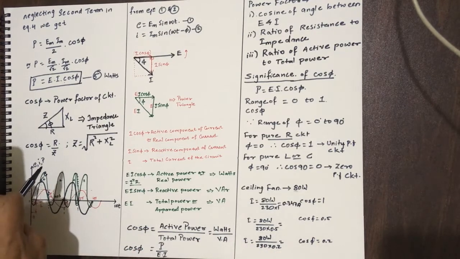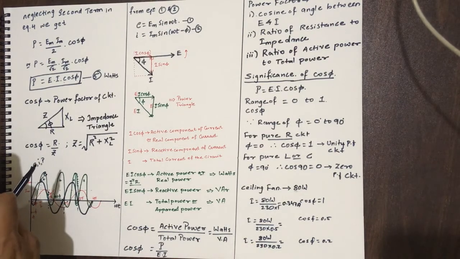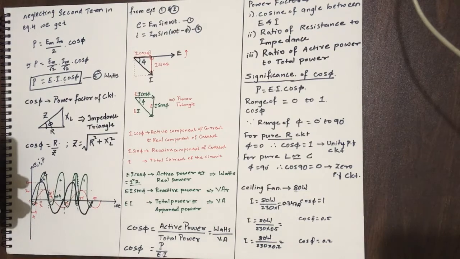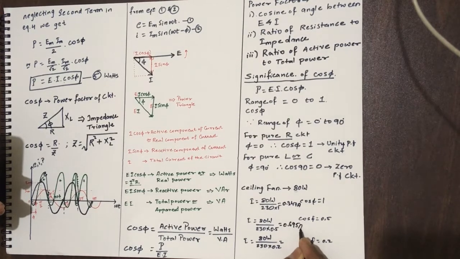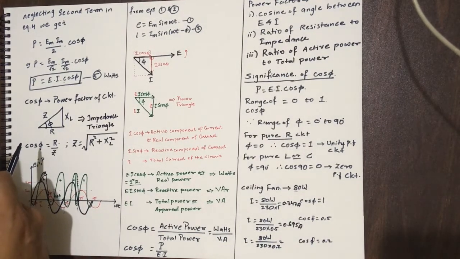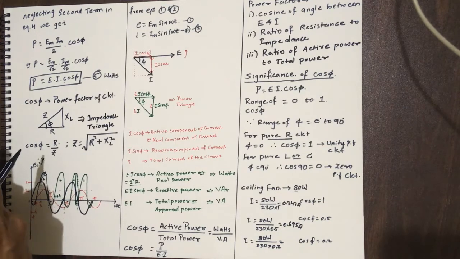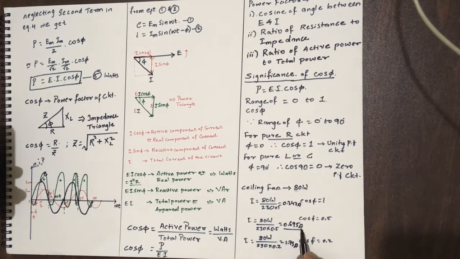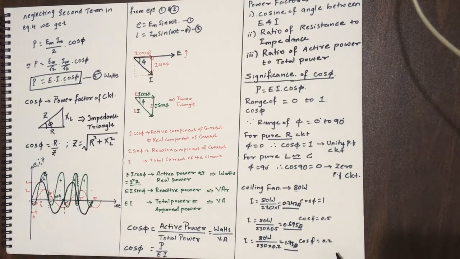When the power factor is 0.5, the current drawn is 0.695 amperes, and when the power factor is 0.2, the current drawn is 1.73 amperes. So these are the currents drawn from the source for various power factors.